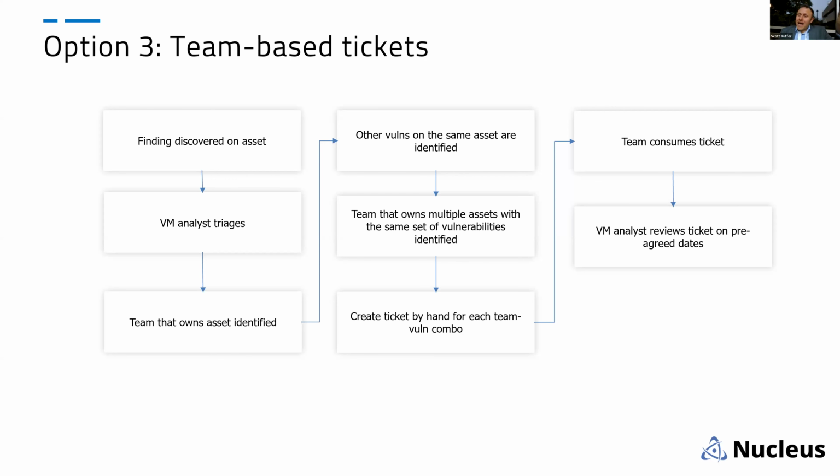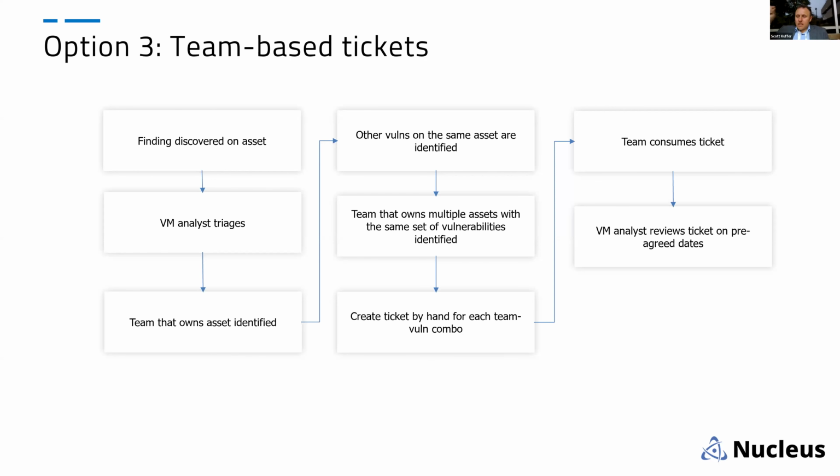Then you take that asset and you identify other assets with the same vulnerabilities that are owned by the same team. So now you're combining team ownership, asset ownership, and vulnerabilities themselves to be able to say, we can create a ticket for each team vulnerability combo with the assets listed within that ticket, right? So now you can create one ticket that says, fix this one vulnerability on these 5 assets, and you can do it that way. And then you can manage the ticket right there in that one context, right?